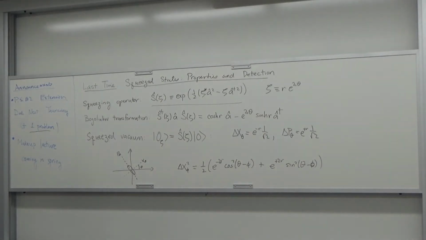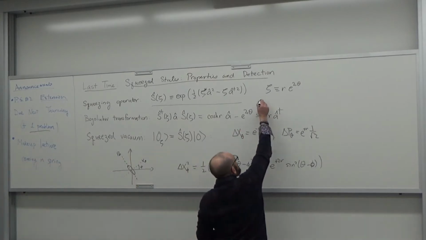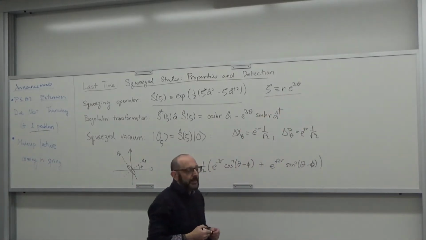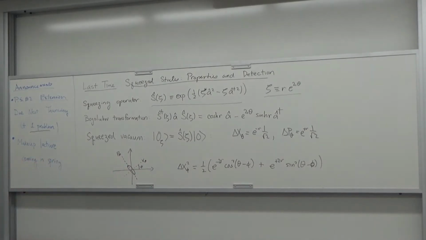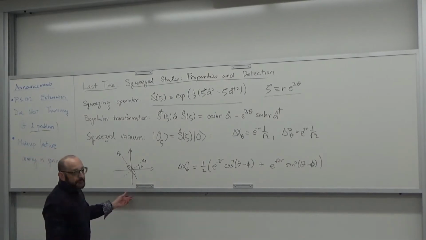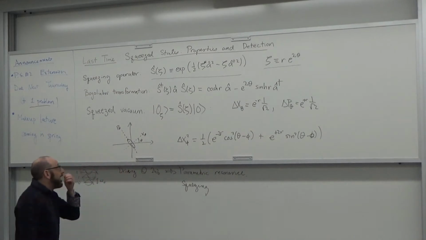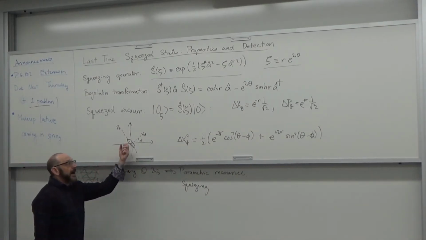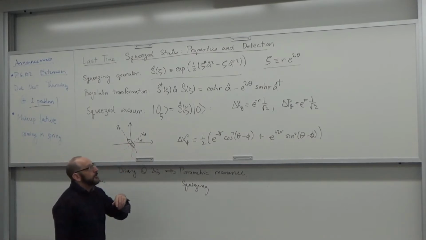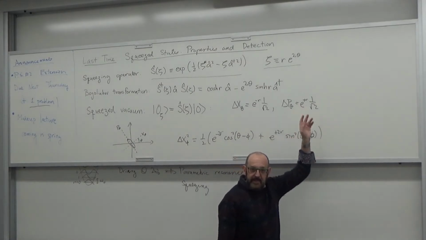It's parameterized by this complex parameter zeta, in this particular way that I like to write it. It has a magnitude r, and I've written its argument as 2 theta. The reason for doing so is that the operator squeezes the vacuum fluctuations along the quadrature theta, which is half the phase of zeta.